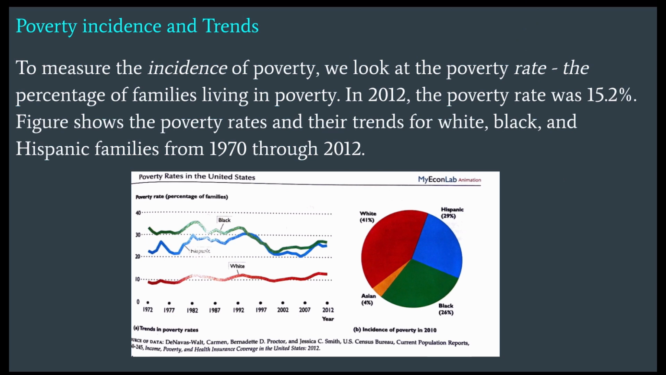Poverty incidence and trends. To measure the incidence of poverty, we look at the poverty rate, the percentage of families living in poverty. In 2012, the poverty rate was 15.2%. The figure shows the poverty rates and the trends for white, black, and Hispanic families from 1970 through 2012.